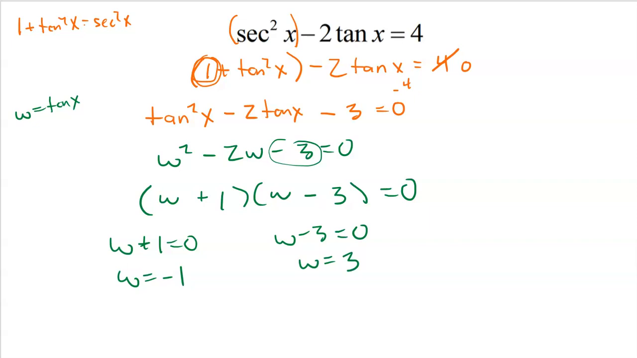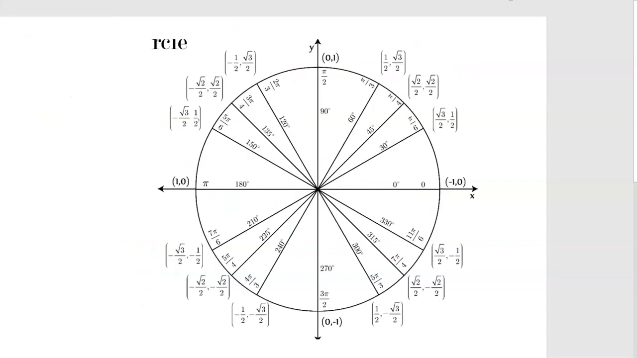All right, so now we're going to bring the trig back in. So, of course, w was tangent of x. So where is tangent of x -1? Take a quick look at that unit circle. Tangent is -1.